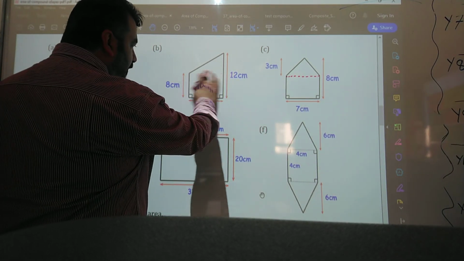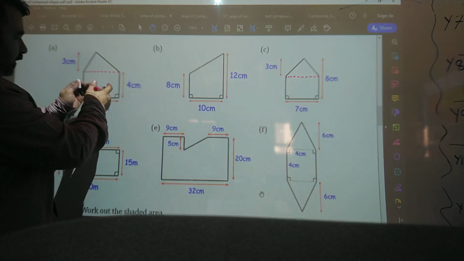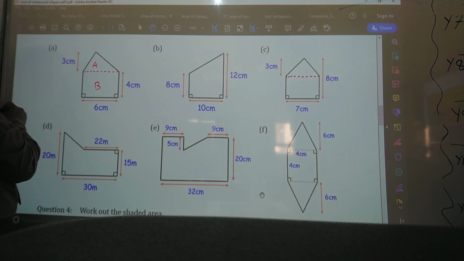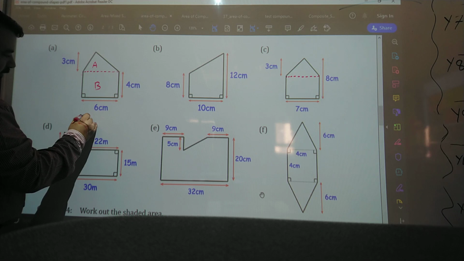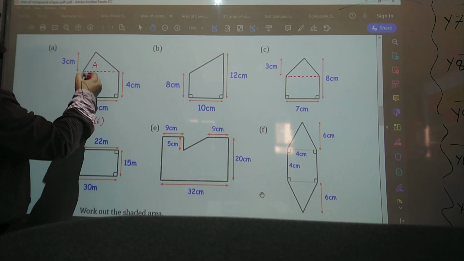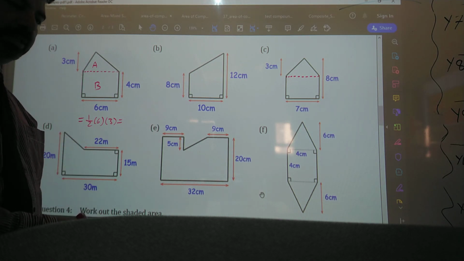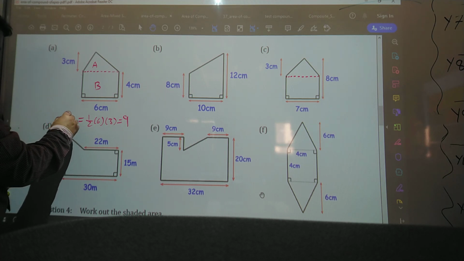But if you think about it, I'll give you time to think about it while I'm solving this one. Now here, area A and area B. So equal to what? Area A is half times base, which is 6, times the height, which is 3. There you go. So half times 6 equals 3, 3 times 3 equals 9. This is area A.